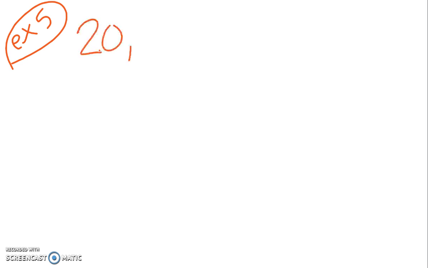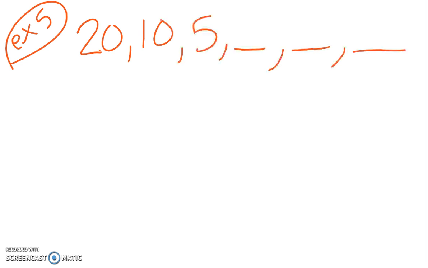And last example. Let's do 20, 10, 5. So I start by saying, okay, 20 and 10, that would be subtract 10. 10 minus 10 would give me 0, so that doesn't work. So then I try to see if I can multiply or divide anything. 20 divided by 2 is 10. 10 divided by 2 is 5. So it's geometric.